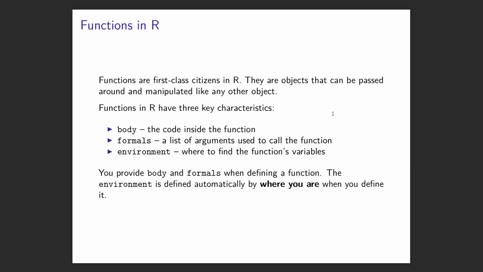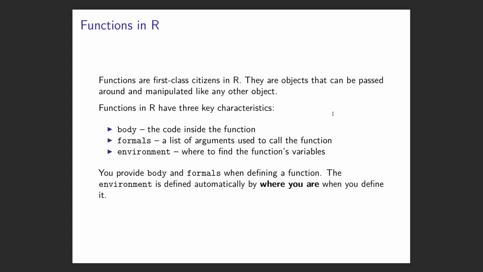So, functions. Functions in R are first-class citizens. That means they're objects. Everything in R is some kind of object. We saw that the language itself can be manipulated as an object. Functions can as well. Functions can be passed around and manipulated like any other object. In particular, functions in R have 3 characteristics. They have a body, which is the code inside the function that actually does the thing. They have formals. This is the list of arguments used to call the function, so these are your parameters for the function.